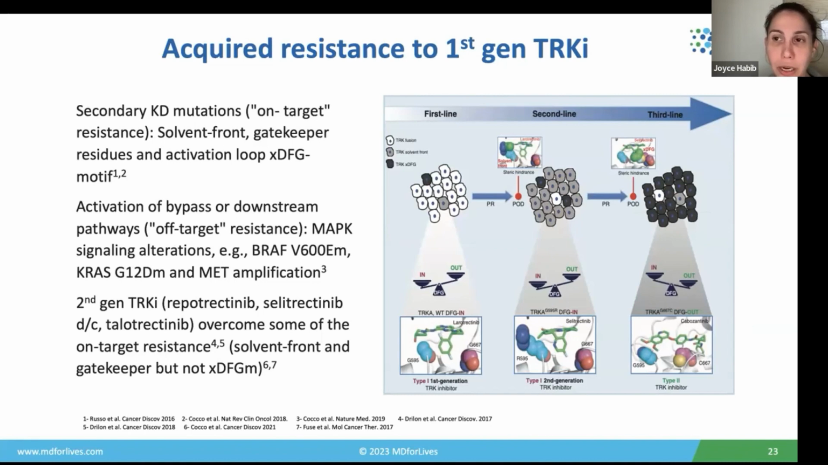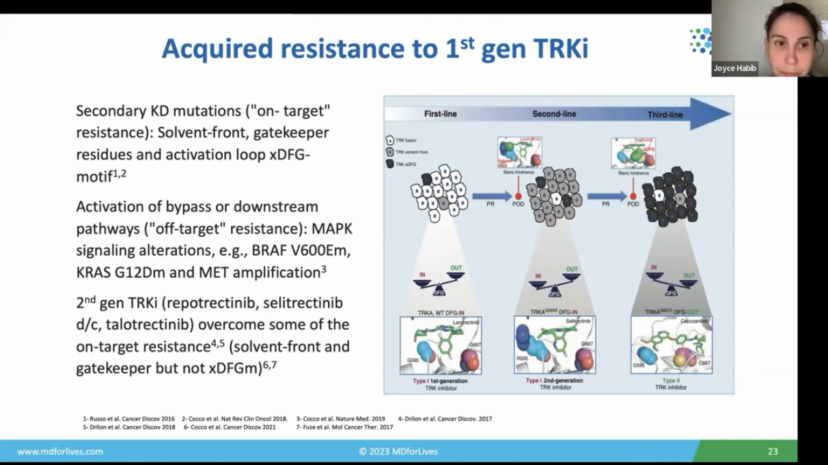But it's probably underreported because a lot of these studies that have looked at TRK fusion positive colorectal cancer and looked at the coexisting alteration were done at the time of diagnosis using archival tissue. So the second generation TRK inhibitors, repotrectinib and selitrectinib, were developed to overcome some of the resistance mechanisms.